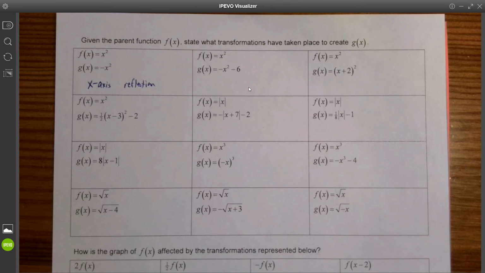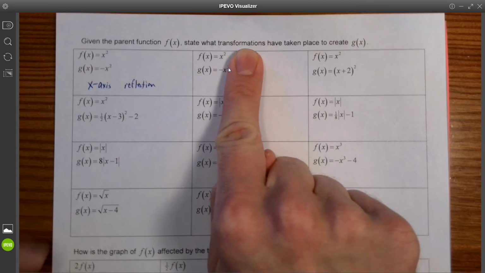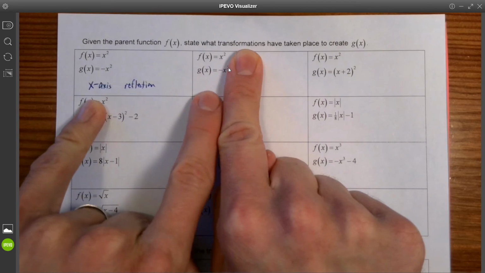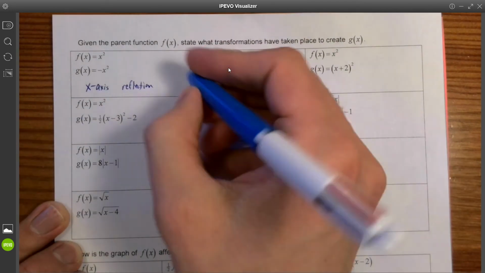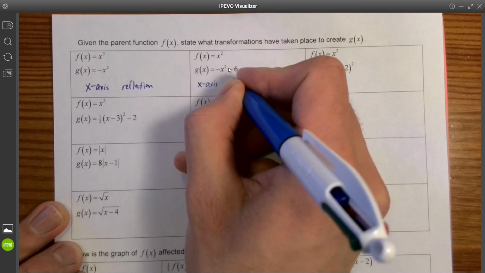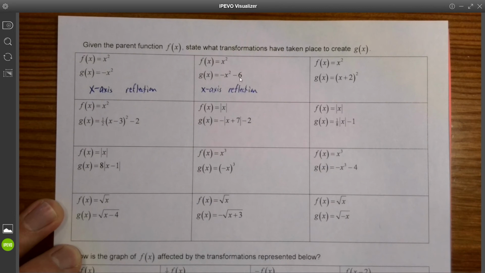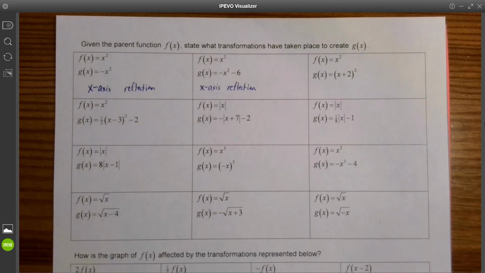Let's do the same thing. For this one, we have negative x squared minus 6. Let's say what's going to happen. Ignoring that minus 6, if these two problems were exactly the same, we know we'd have an x-axis reflection. And I wonder what that minus 6 does right there where my mouse is. So let's figure it out.